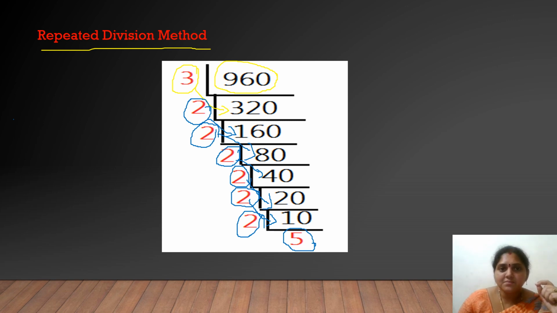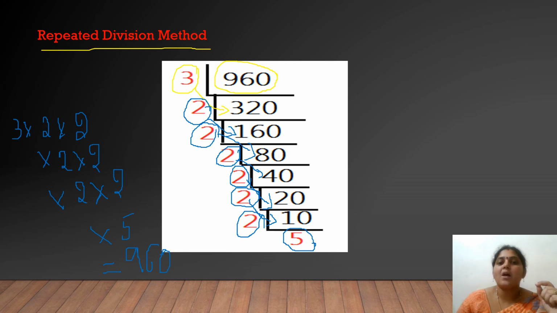That means 3 into 2 into 2 into 2 into 2 into 2 into 5 is equal to 960. This is how we are going to do our repeated division method. We will be dividing the number until we are getting our prime number.